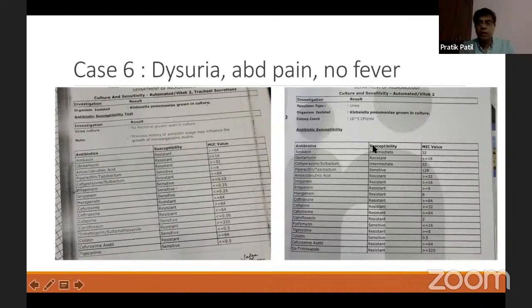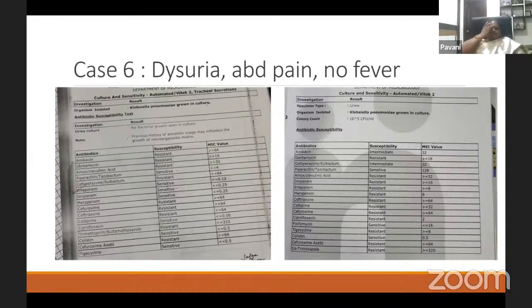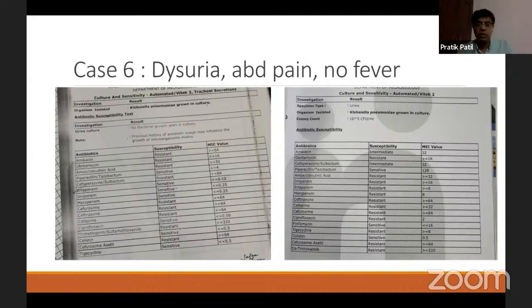Okay, and here, if you can see, the fosfomycin is sensitive, so we can use that. Another thing to remember in urinary tract infections is, for cystitis, you don't need long-term therapy. 3 to 5 days of therapy is good enough. Again, why I have mentioned this report is that here they have reported many other drugs.